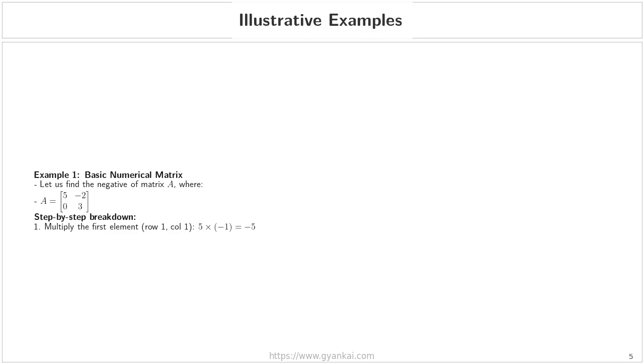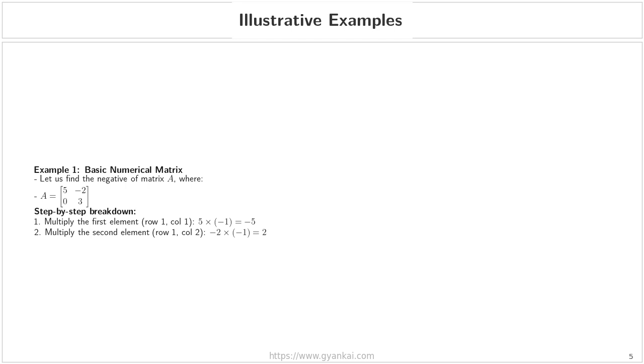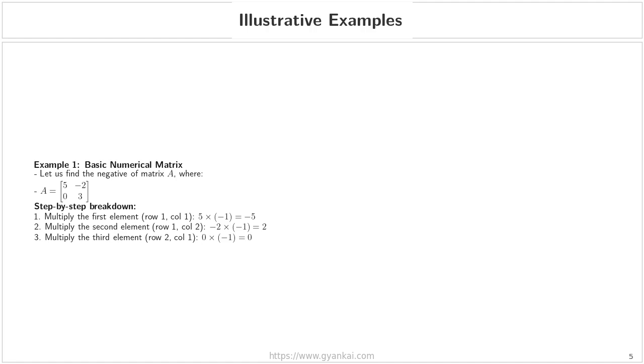First, we look at the element in the first row and first column. 5 multiplied by -1 gives us -5. Second, for the element in the first row and second column, -2 multiplied by -1 results in +2. Third, moving to the second row and first column, 0 multiplied by -1 remains 0.